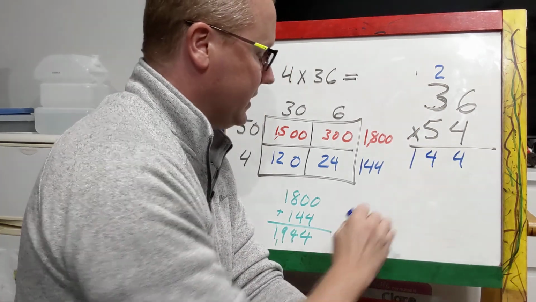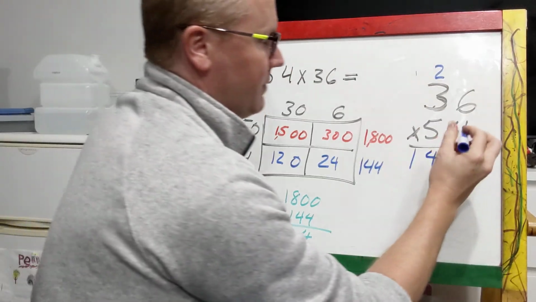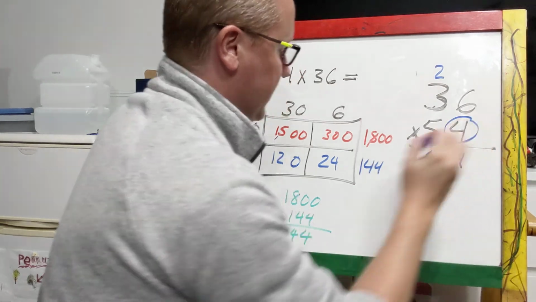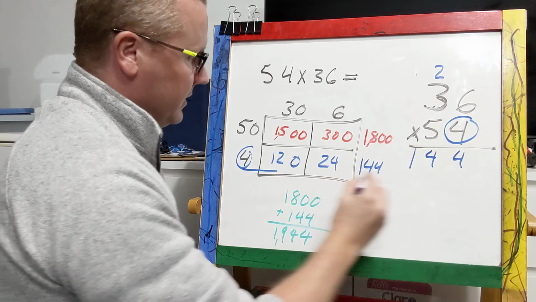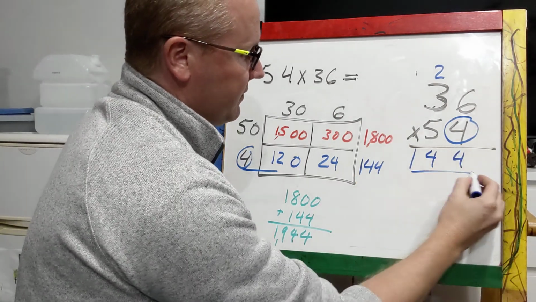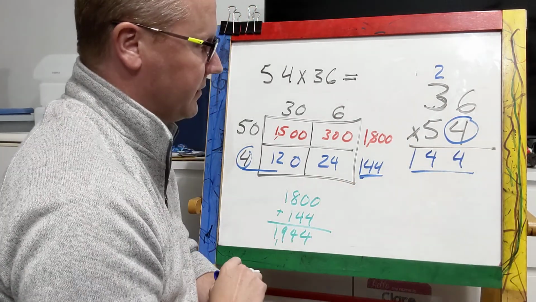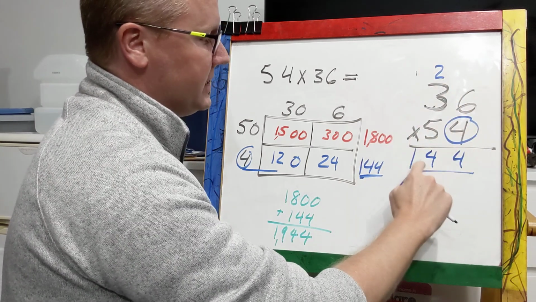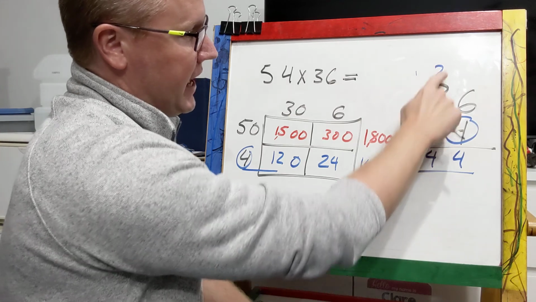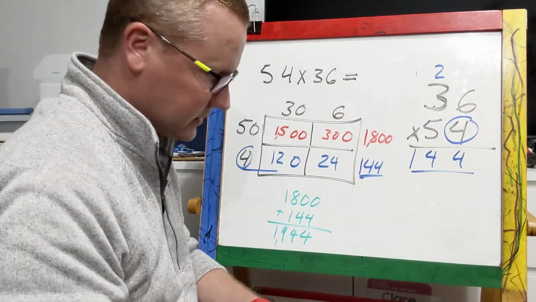There's nothing to multiply by here, so I bring my 1 down. And if you look, when we were multiplying by this 4 right here, it's the same as when we were multiplying 36 by 4 right here. We got 144 as our total, which matches that right there. And you can even see where our 24 was, and our 120 was there before we added that 2.